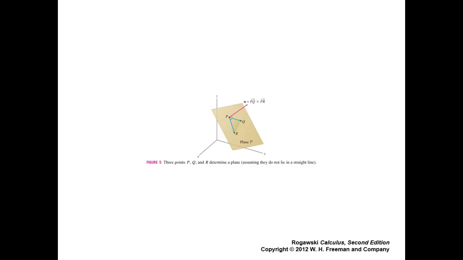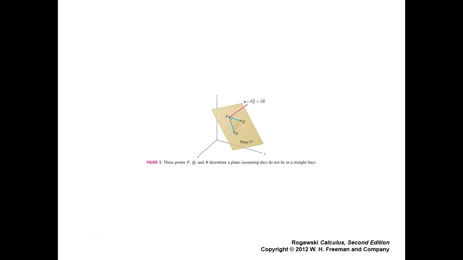Now, points that lie on the same line are called collinear. If we are given 3 points, P, Q, and R, that are not collinear, and that's figure 5, then there is just one plane that passes through P, Q, and R.